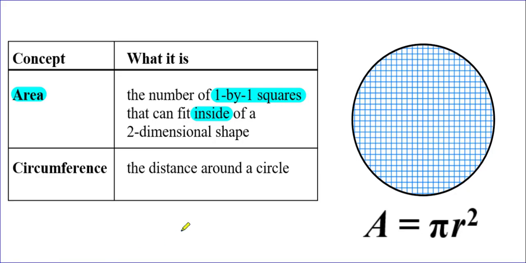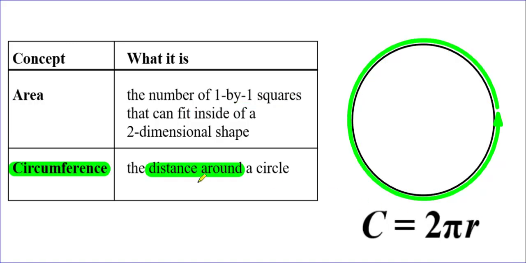For area, since it's the number of 1 by 1 squares that fit inside of a shape, that would be really difficult to even try to comprehend how you could count the number of squares inside of a circle. And so in geometry, we have a formula to calculate the area. And it uses this symbol pi, which is a number stored in your calculator, 3.14159, and so on and so on. And notice it uses the radius to the second power.